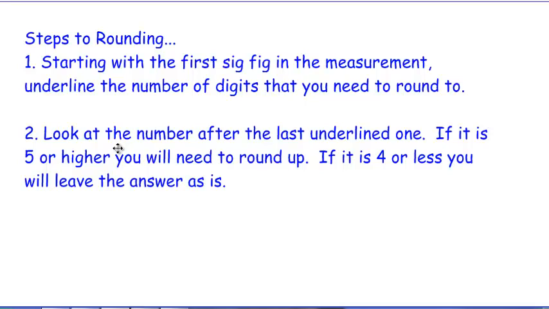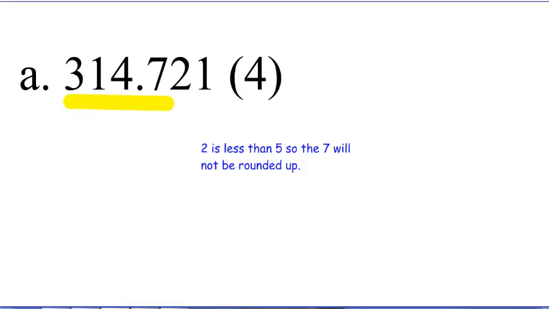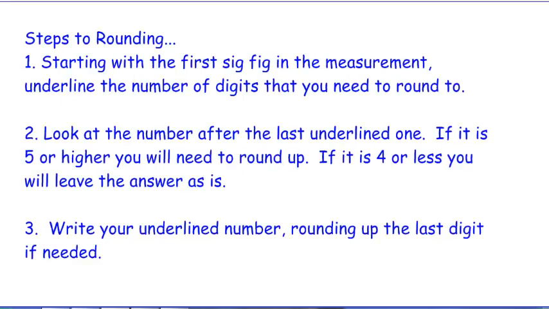Second step, look at the number after the last underlined one. If it is 5 or higher, you will need to round up. If it is 4 or less, you will leave the answer as is. Back to our example, 7 was the last underlined number. The number after it is a 2. Since 2 is less than 5, the 7 will not be rounded up.